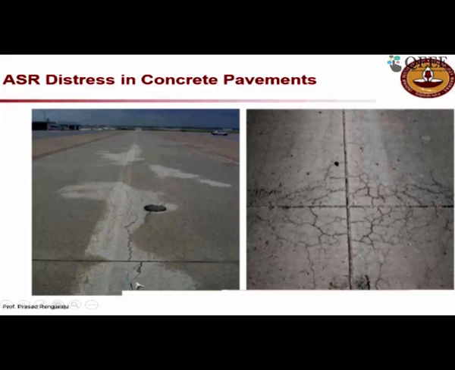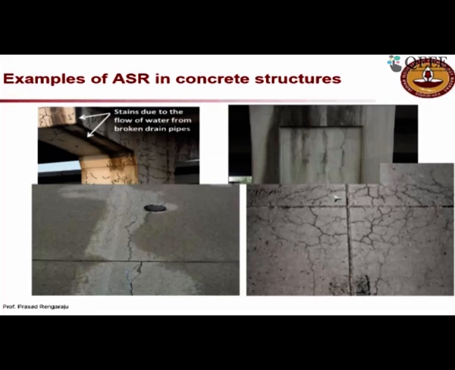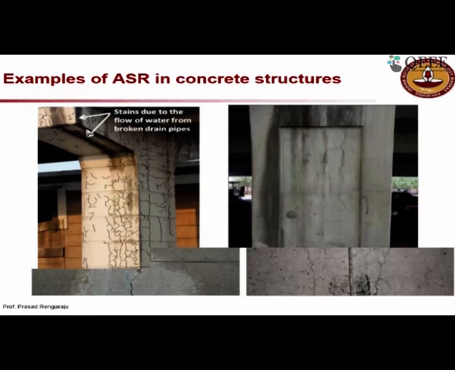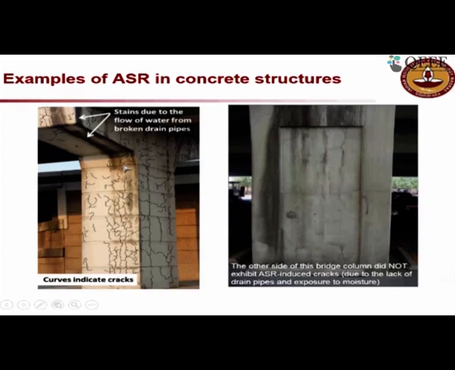This is actually a runway or an apron region in an airport, where you can see significant cracks. Again, all these cracks have no particular direction. And this is another bridge structure where ASR has been observed. As you see, on the right side of this column you have more cracks as compared to the left side. The observation is that this happened because you have more moisture attack through the drain pipe, which is on the right side of this column.